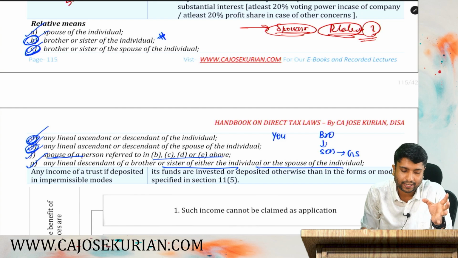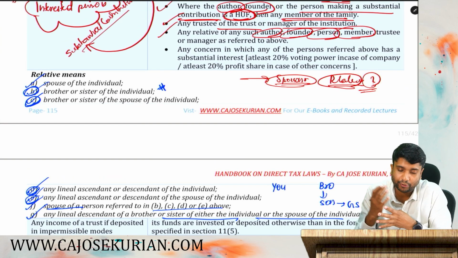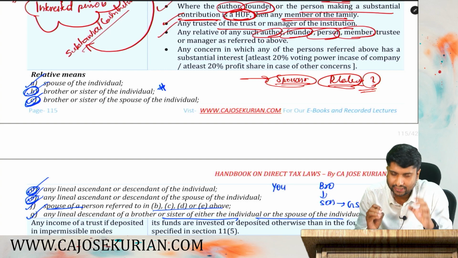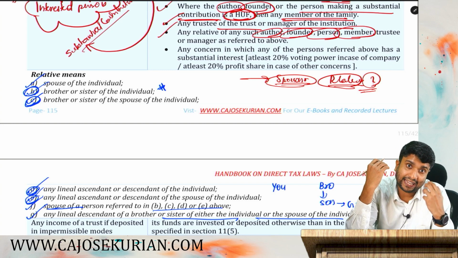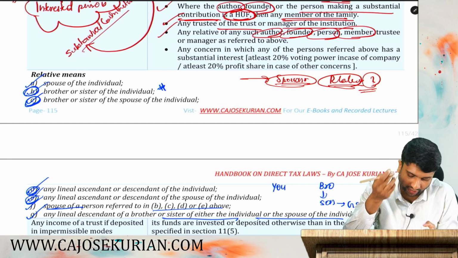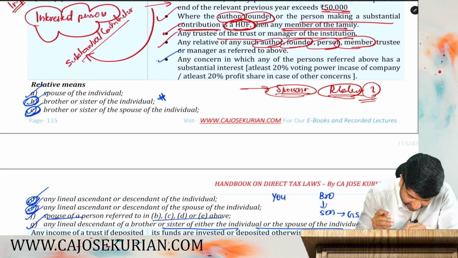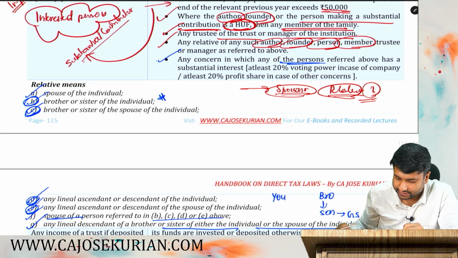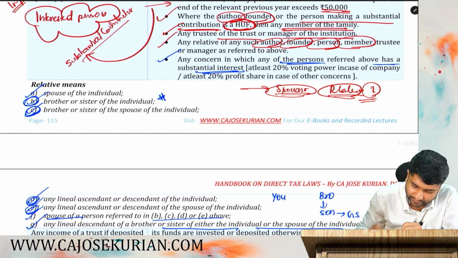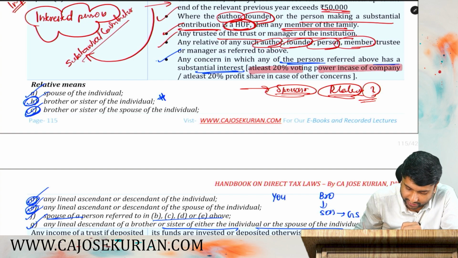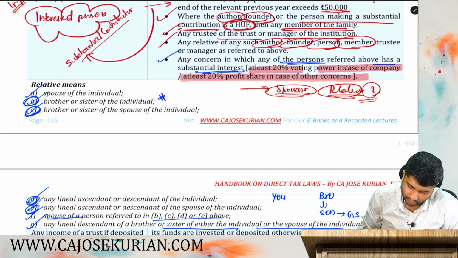So this is in relation to an individual. If the person, that means the substantial contributor, founder, member, etc. is an individual, then the trust is not supposed to apply anything for the benefit of that individual's relative as well. And what is the last point? Can you read the last point? Any concern in which any of the persons referred above has substantial interest. That is, at least 20% voting power in the case of a company or 20% profit sharing ratio in other concerns. Very simple.